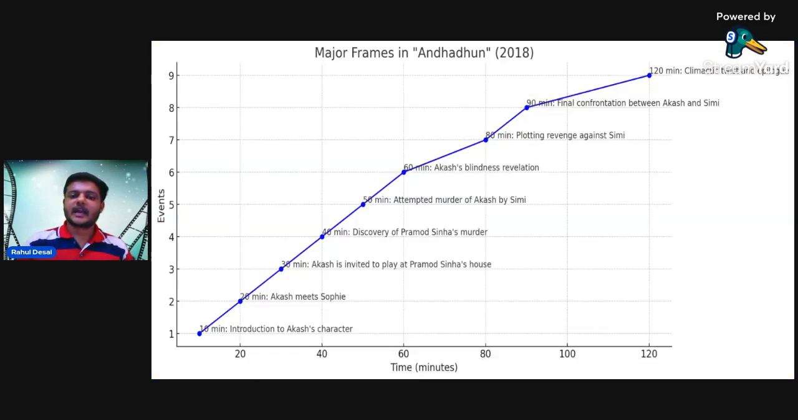This is the graph of major frames in this movie Andhadhun, with timelines. Here you can observe some major frames and their timelines.